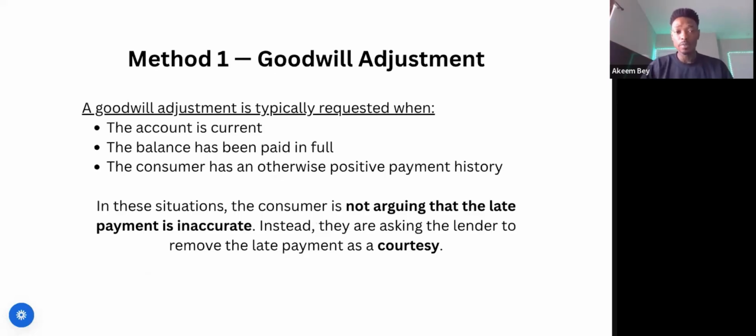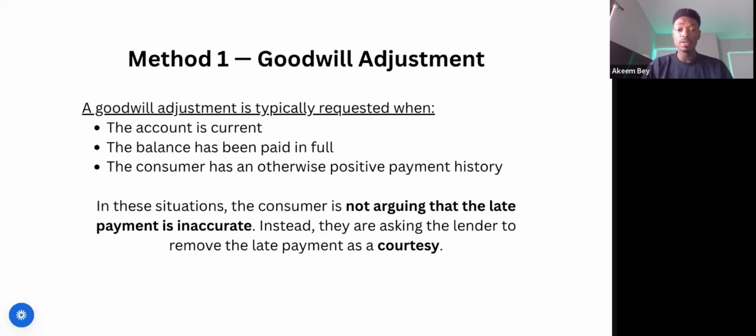So first is the goodwill method, right? A goodwill adjustment is typically requested when the account is current, the balance has been paid in full, and the consumer has otherwise positive payment history. So if you have excessive late payments on one account, this method is probably not going to work. We'll probably have to use the factual based dispute method, right?